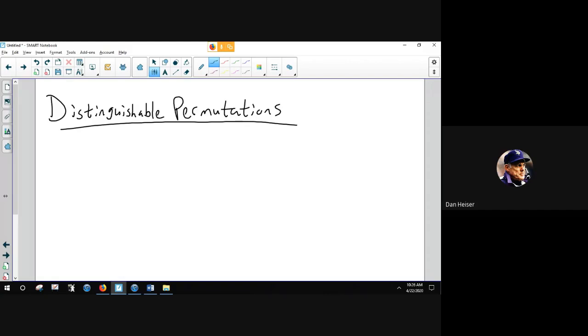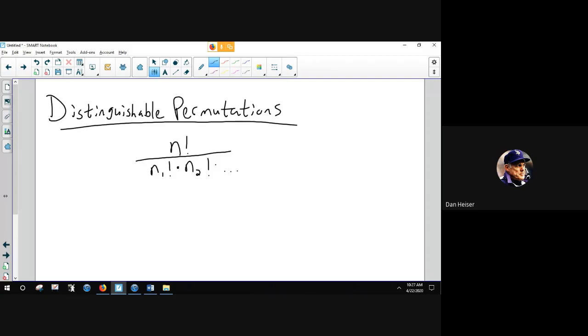The way we calculate distinguishable permutations is this. We take all the items factorial, and then we divide by the first item that repeats, however many times it repeats, factorial. And then if we have a second item that repeats, we divide by that item factorial. And we keep doing that until we run out of repeats. Things that don't repeat are just 1 factorial. Dividing by 1 doesn't do anything.